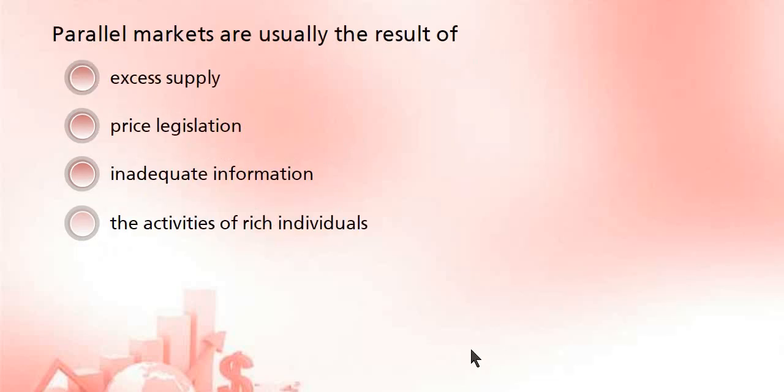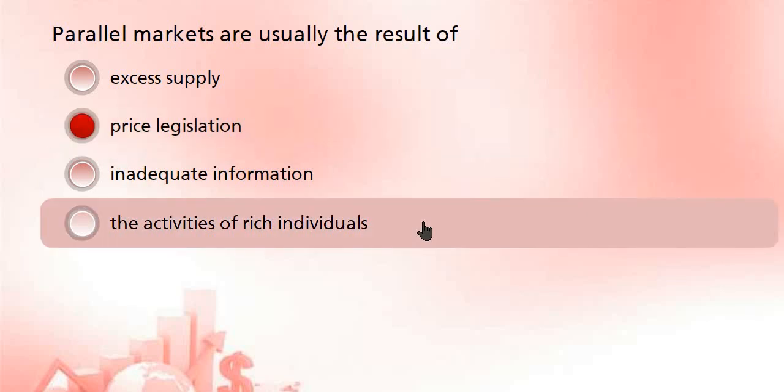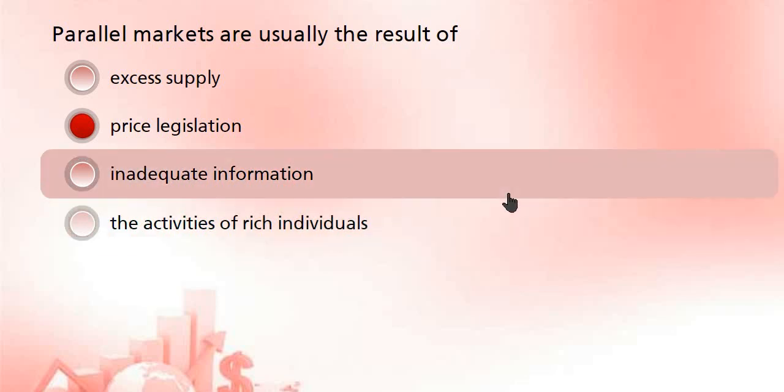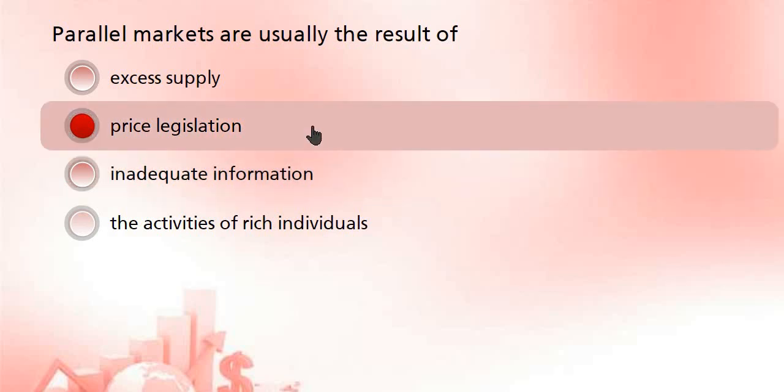Question 15. Parallel markets are usually the result of A, excess supply, B, price legislation, C, inadequate information, D, the activities of rich individuals. The right answer is price legislation. Parallel markets are markets which trade foreign currencies, stocks, shares, etc., and which run at the same time as a country's own market. So it happens as a result of B, which is price legislation.